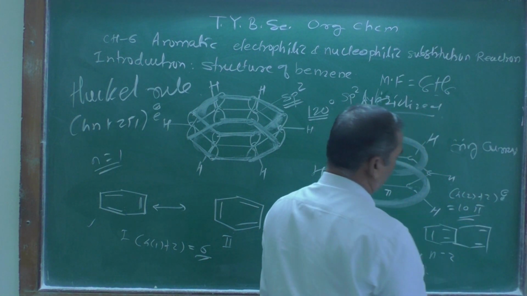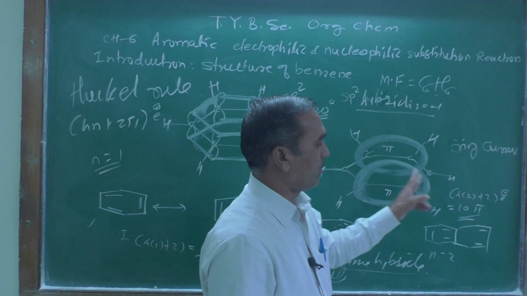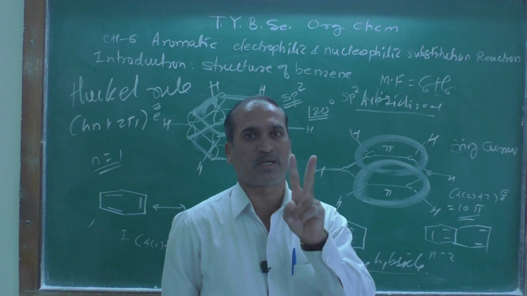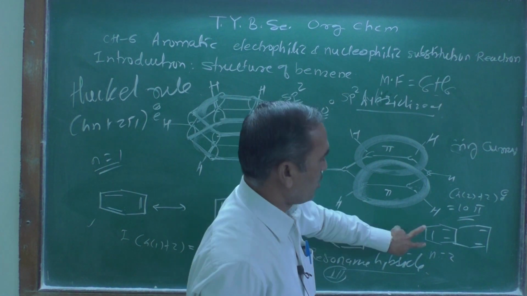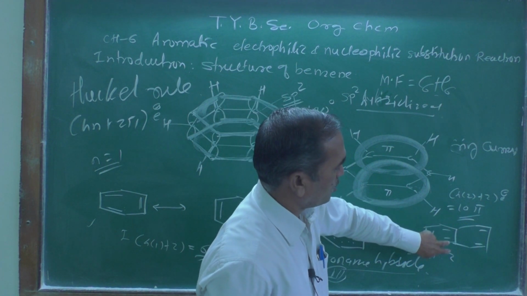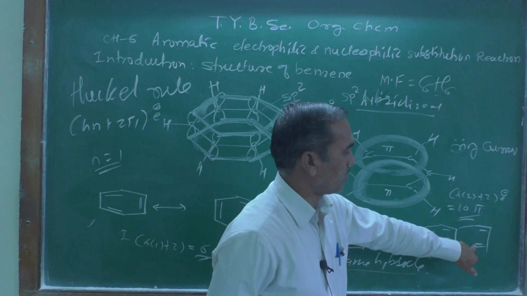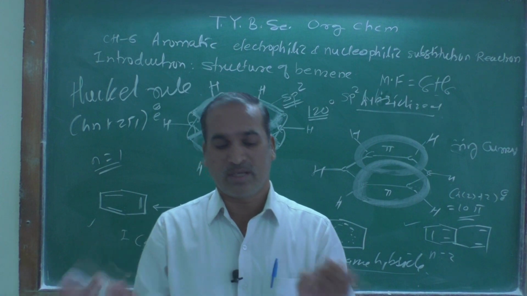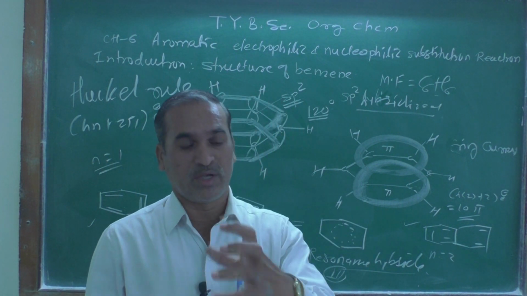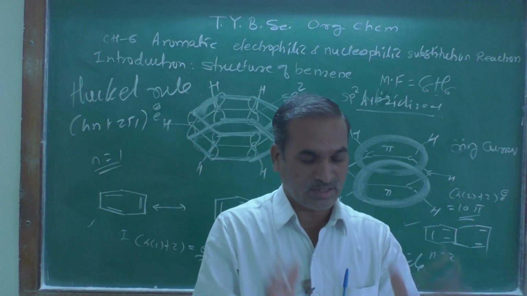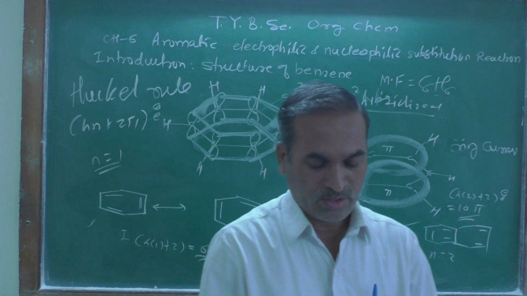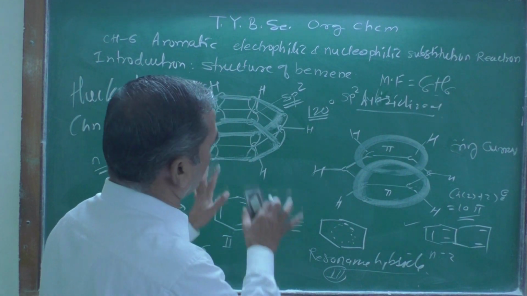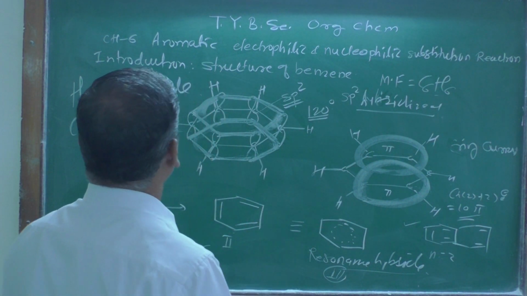Count the pi electrons here. Is there 10 pi electrons? Yes. One carbon-carbon double bond is nothing but 2 electrons, so 2, 4, 6, 8 and 2 more are 10. This means naphthalene is also aromatic in nature. So in this way, we can say this is an aromatic compound. This is all about the structure of aromatic compounds, a general introduction regarding this.